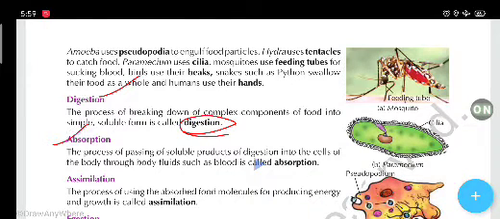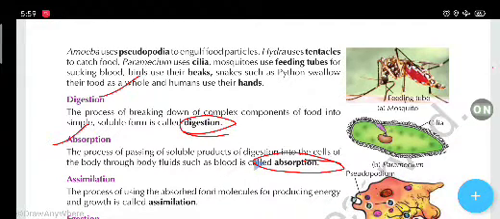And in absorption, after digestion that food should be absorbed into our blood. So the process of passing the soluble products of digestion into the cells of the body and through body fluid such as blood is called absorption.